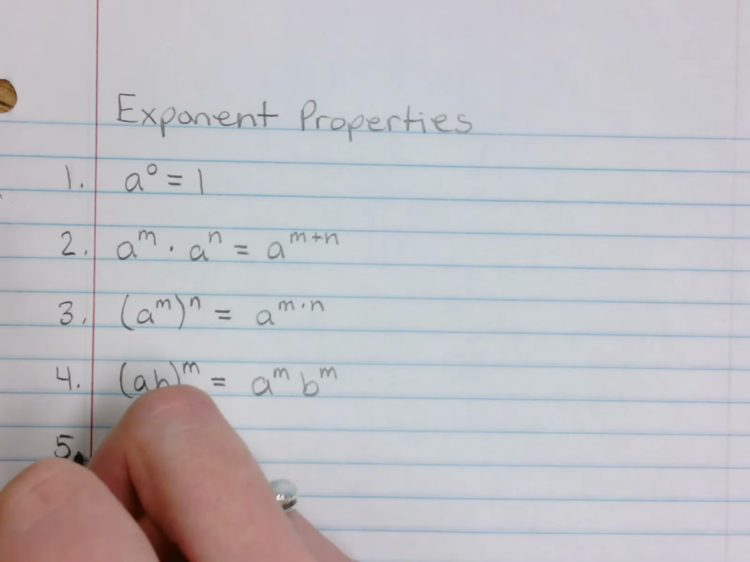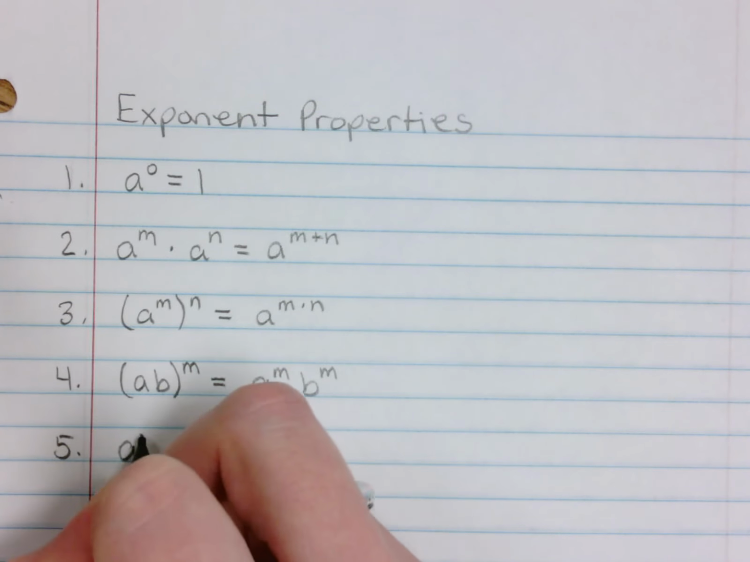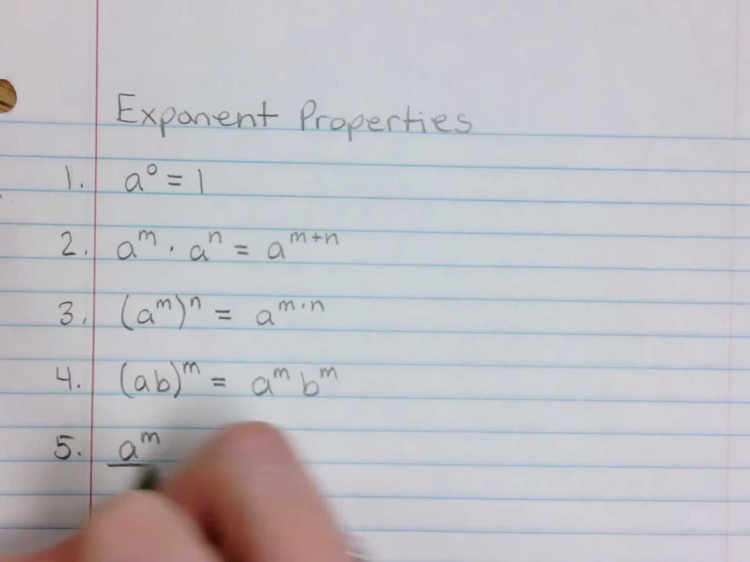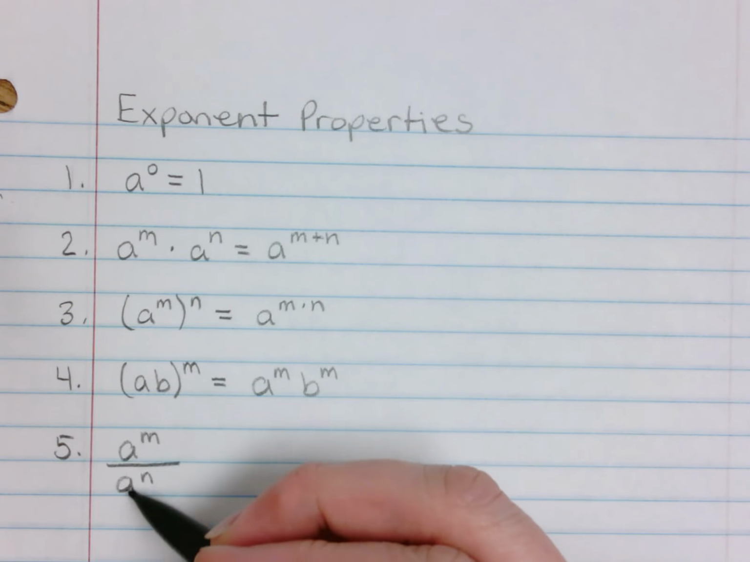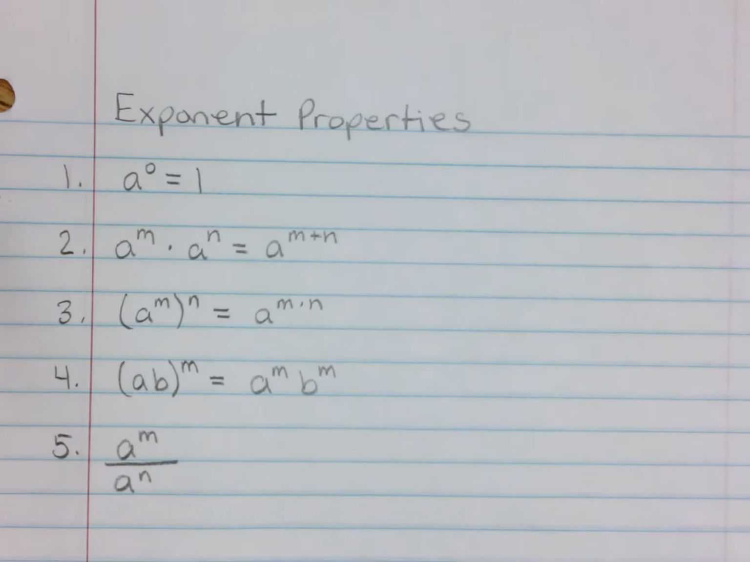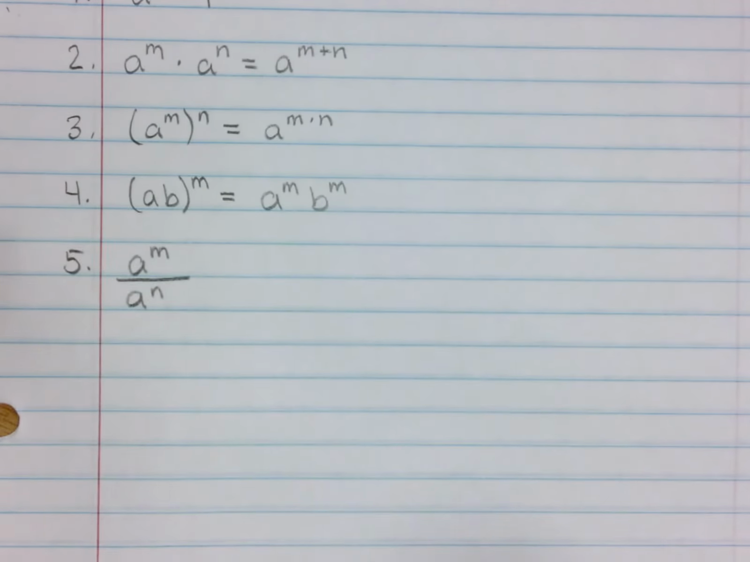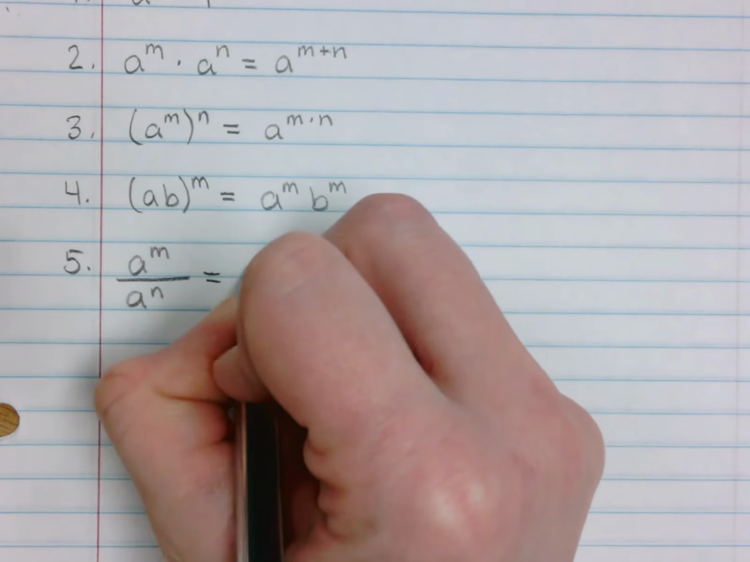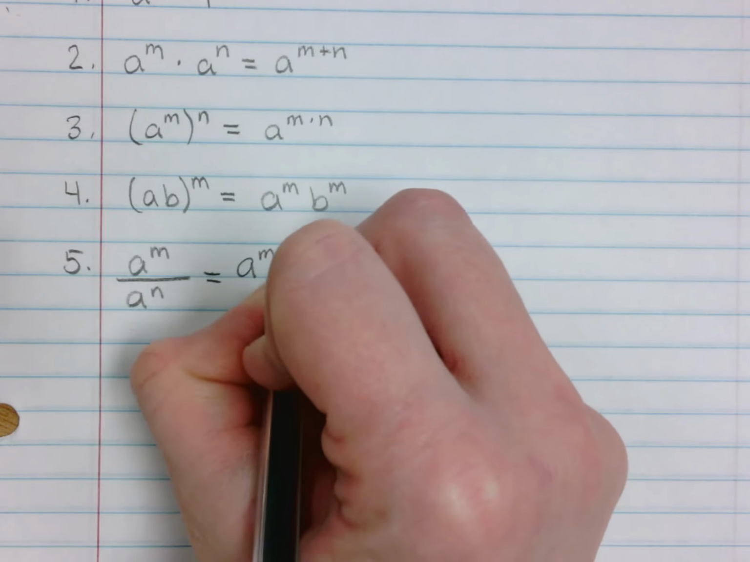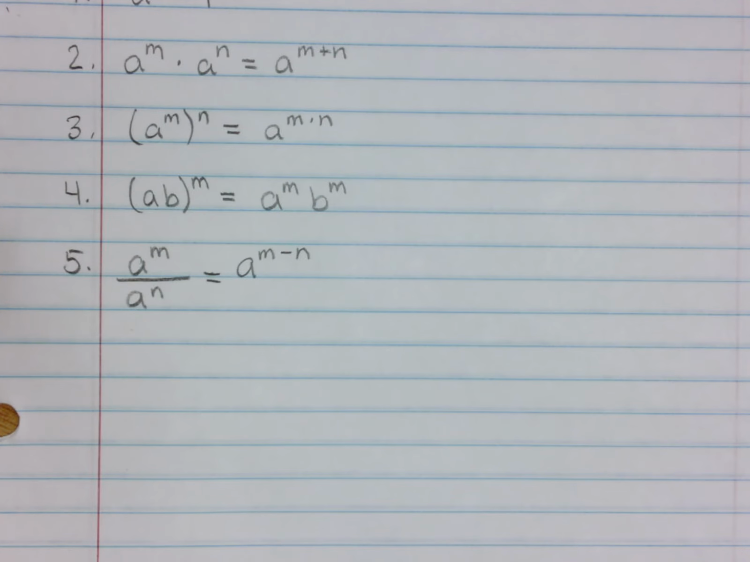Property number 5, a to the m divided by a to the n. So again, noticing the common bases here with our powers. You have to have the same base. Your exponents in this property, we can subtract in order to simplify.